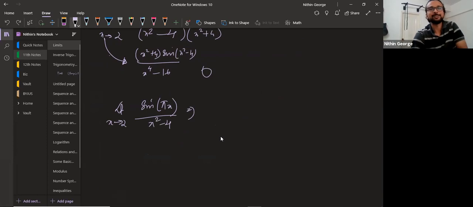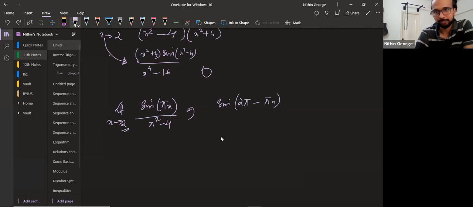All right. So we have sine of pi x by x square minus 4. I can imagine the 2 pi there. I put x tends to 2 there, it becomes 2 pi. I'll just remove 2 pi from it, in the sense that I'll write it as 2 pi minus pi x. Right?